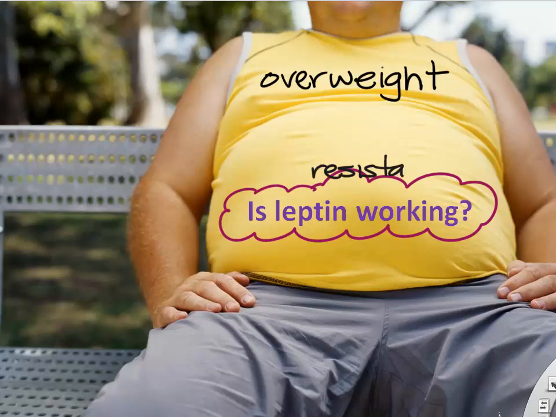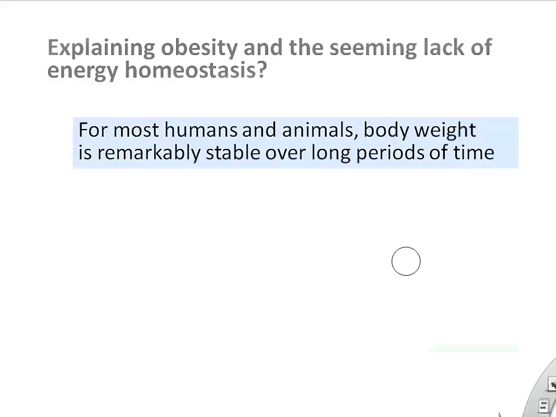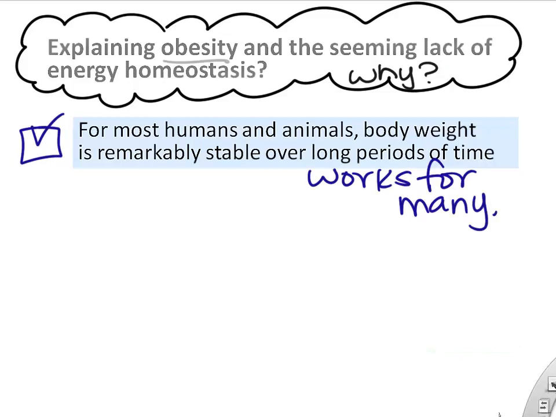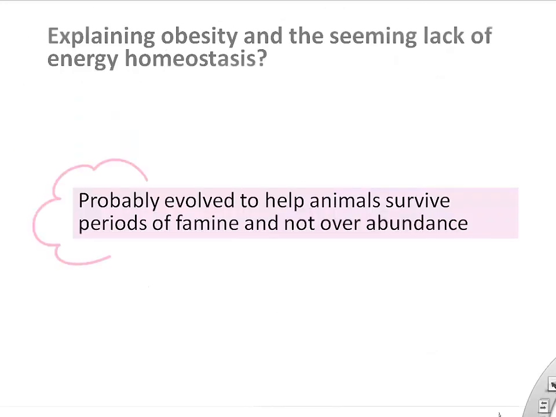So is leptin working? Well, some people suggest that maybe when we're overweight we have leptin resistance, just like in diabetes we have insulin resistance. So if we have these hormones and we have weight regulation, then why do we have obesity? Well, one thing that's important to note is that many animal models and many humans actually have very stable body weights over the course of their lives. So this would suggest that body weight is actually regulated and should be very stable.